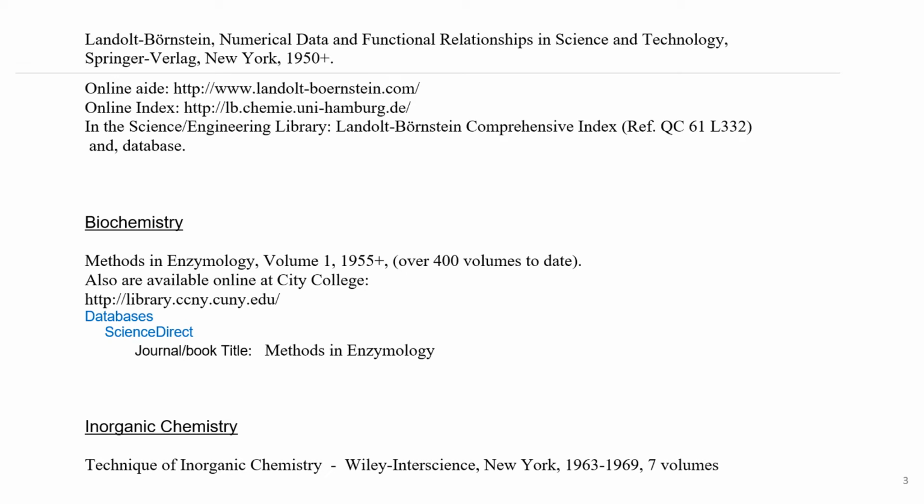For biochemistry, an important reference series is Methods in Enzymology. It started in 1955, over 400 volumes to date. It started out only in print. It was very easy to find the volume you needed because the subject was always printed in large type on the binding. Even though it says enzymology, it covers all areas of enzymology, biochemistry, biophysics, and even molecular biophysics.